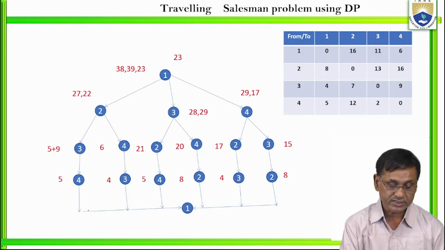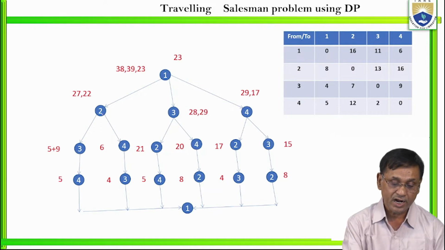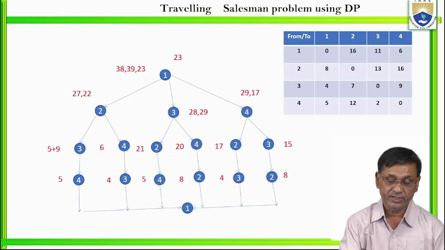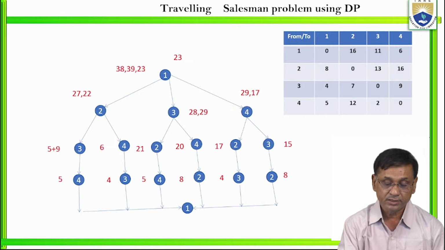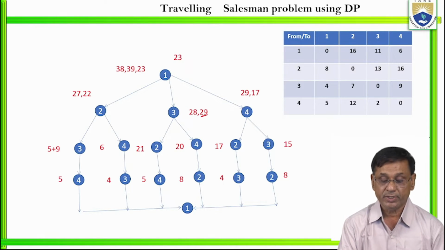First 4 to 1 is calculated, and then 3 to 4 to 1 distance cost is calculated, and then 2 3 4 1 cost. The 2 3 4 1 cost is 27. 2 4 3 1 cost is 22. I already explained the same thing is represented here. Then when the salesman goes from 1 to 3, 3 to 2, 2 to 4, 4 to 1, the corresponding cost is 28, and 1 to 3, 3 to 4, 4 to 2, 2 to 1, the cost is 29.